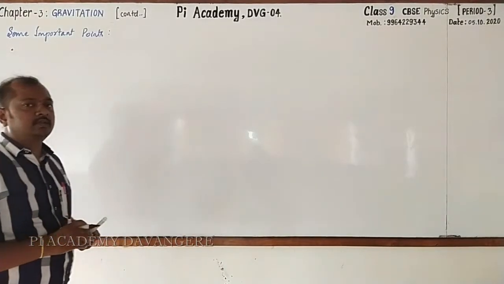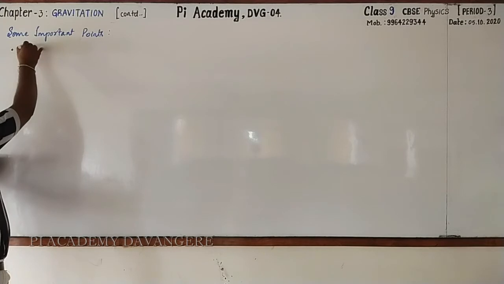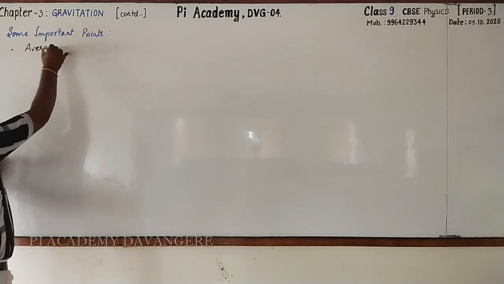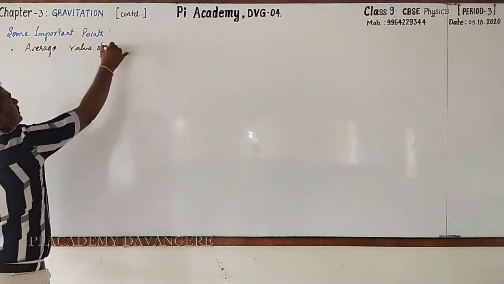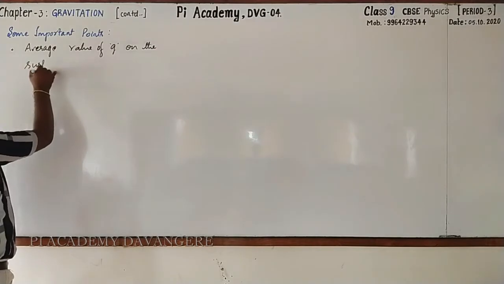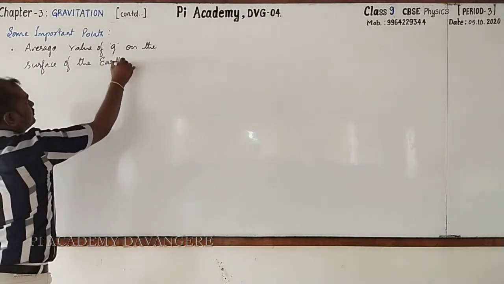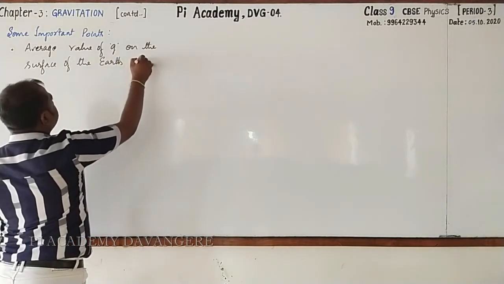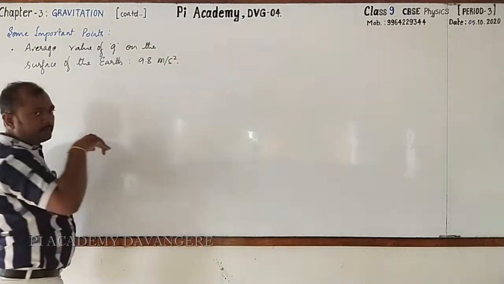Dear students, now let us write some more important points about small g, that is acceleration due to gravity. Just now we came to know the average value of g on the surface of the earth. Can you tell how much we got? It is 9.8 meter per second square.